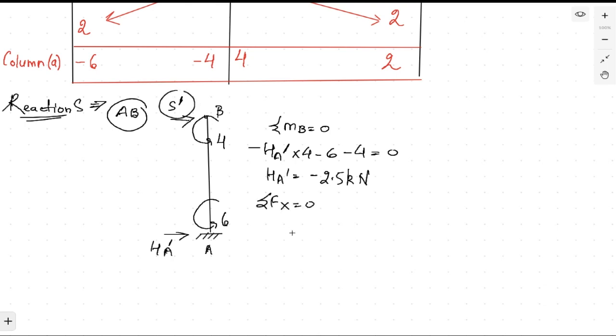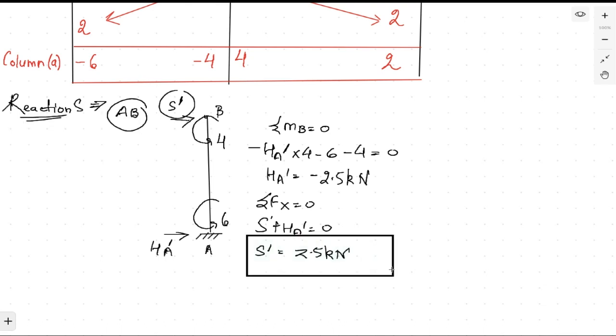If this HA dash is minus 2.5 kilonewton and this is S dash, by using the equilibrium equation that summation Fx is equal to 0, this S dash plus HA dash is equal to 0. It means that this S dash is equal to 2.5 kilonewton. ये आपकी वैल्यू निकल के आ गई है.